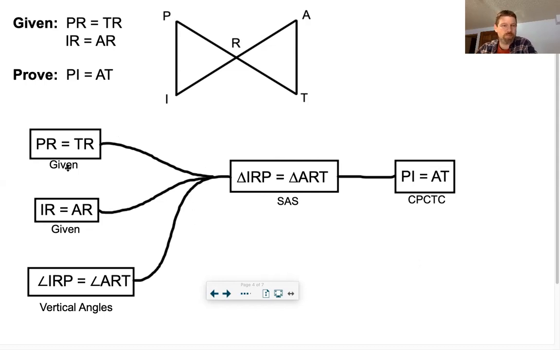Same proof as before, right? Same givens, same reasons. The only difference is the order they're put in. These three were all put on the left and they flowed into those triangles because I needed these three to state that the triangles are congruent. And then that flowed into the next conclusion because I needed to know that the triangles are congruent in order to say that PI and AT were the same length. All right, we're going to try a few more of these.